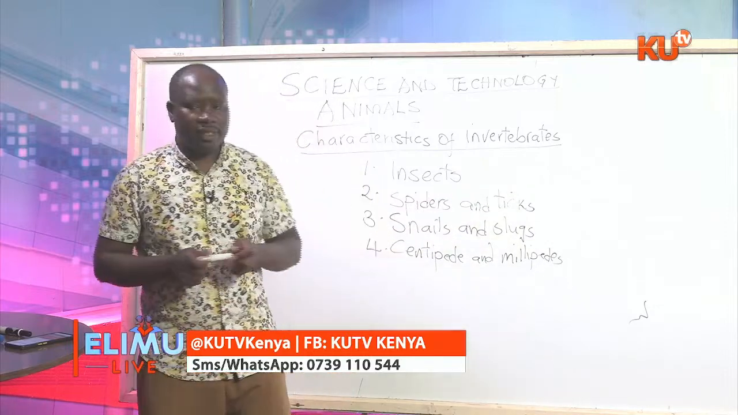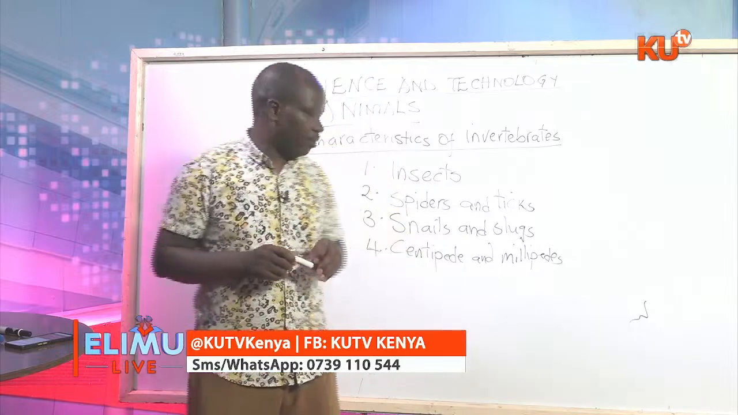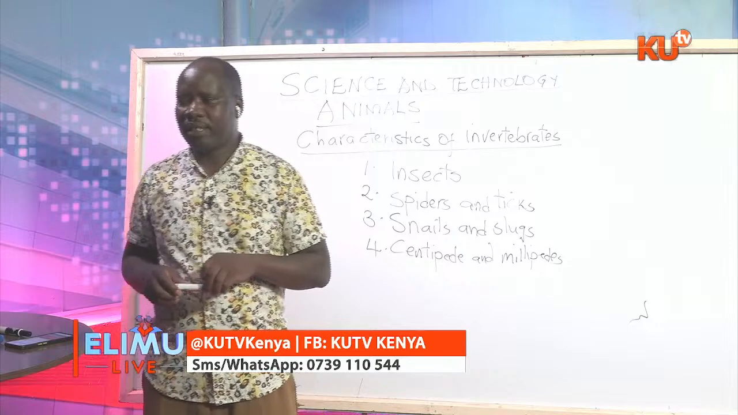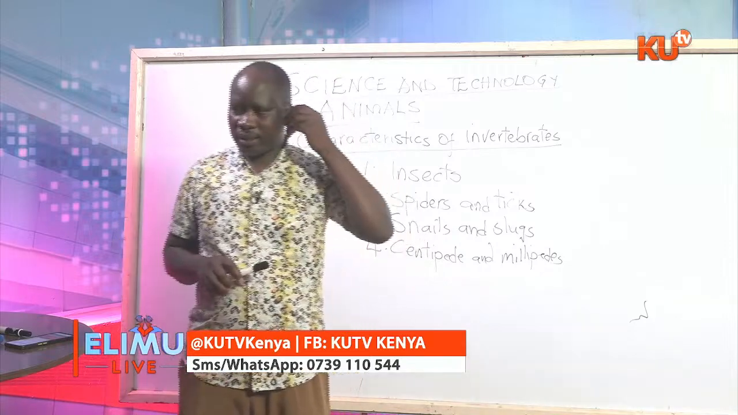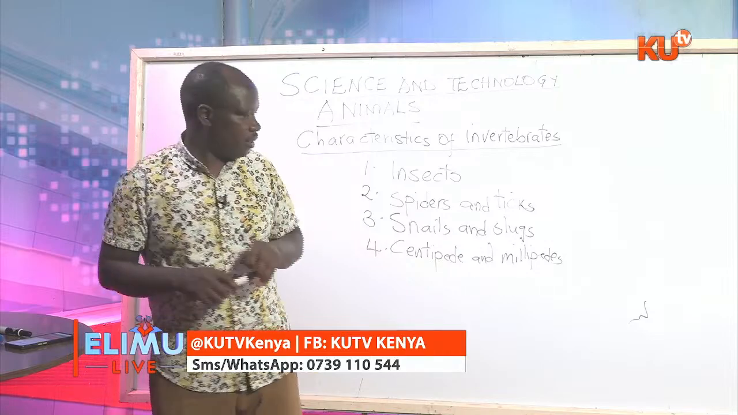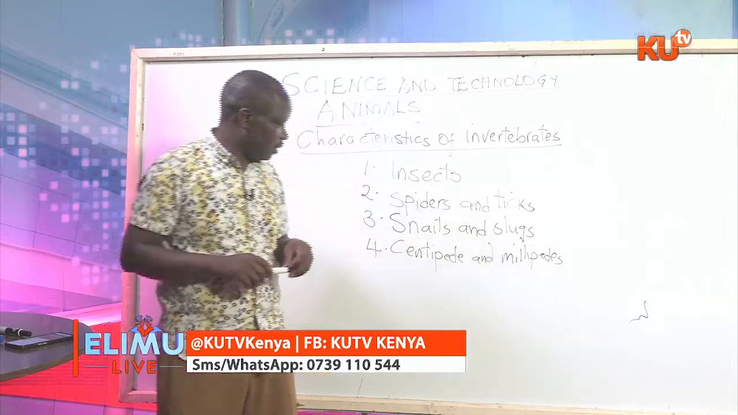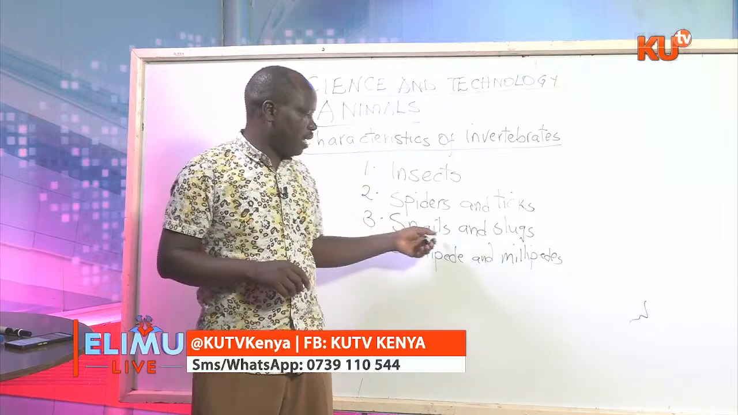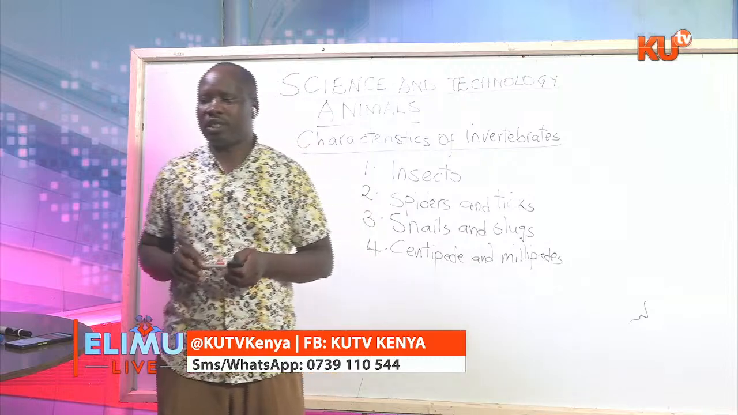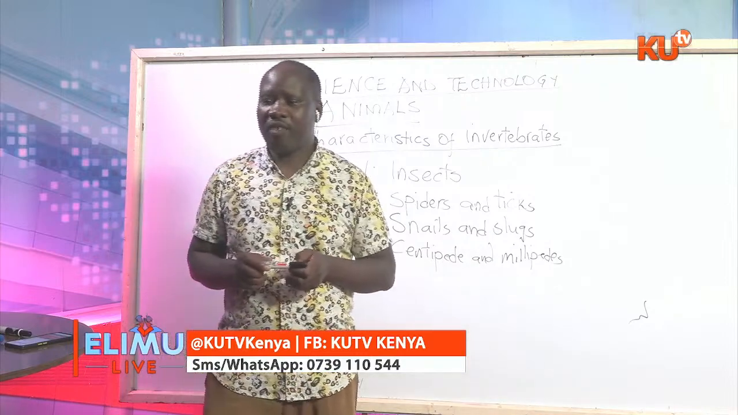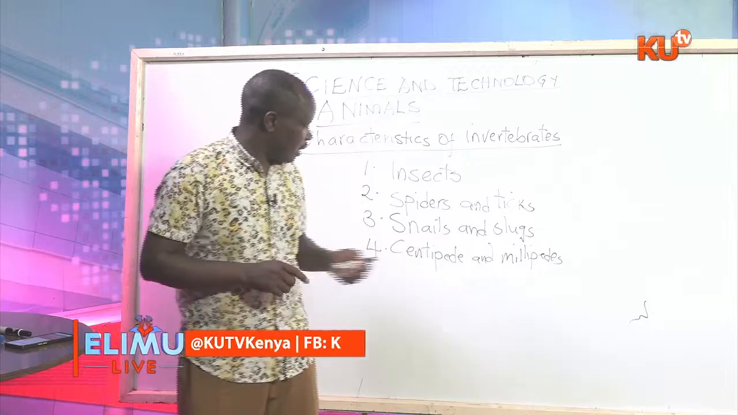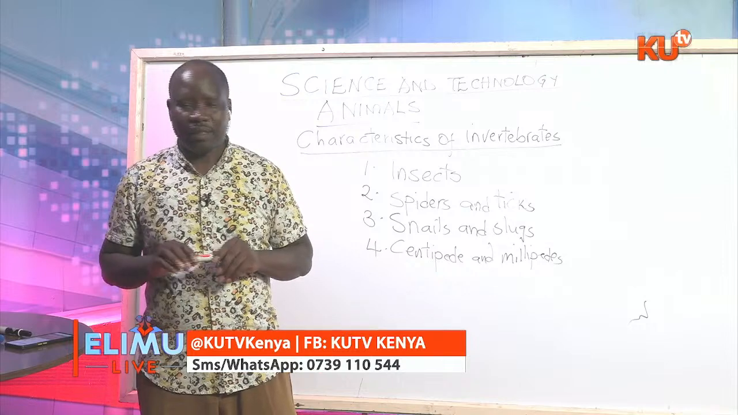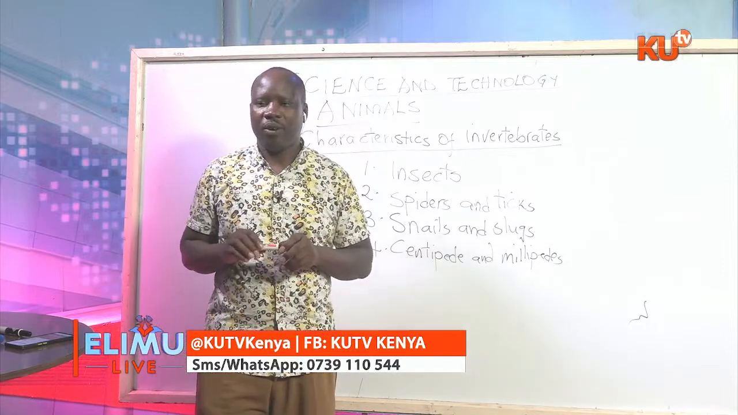When we came to spiders and ticks, we said they have 2 body parts. Then they have 4 pairs of legs. They do not have wings. That is for the spiders and ticks. When we came to snails and slugs, we say that number 1, snails and slugs have a soft body. They do not have legs. Also, snails and slugs do not have wings. And we saw in our diagram that snails and slugs do not have wings.